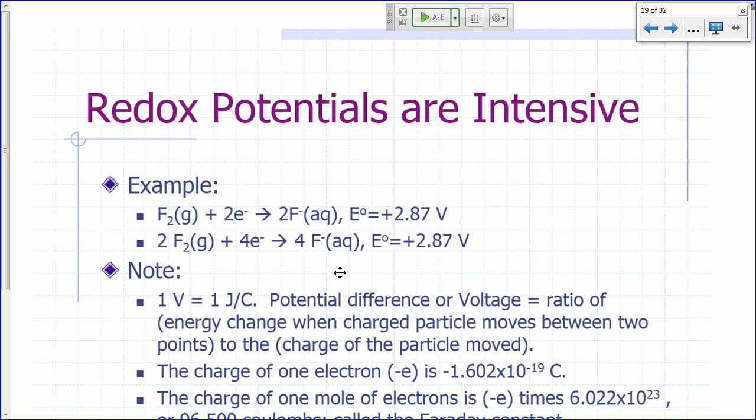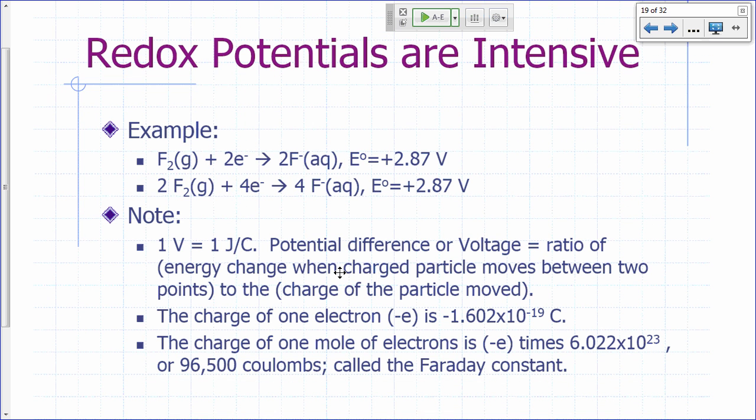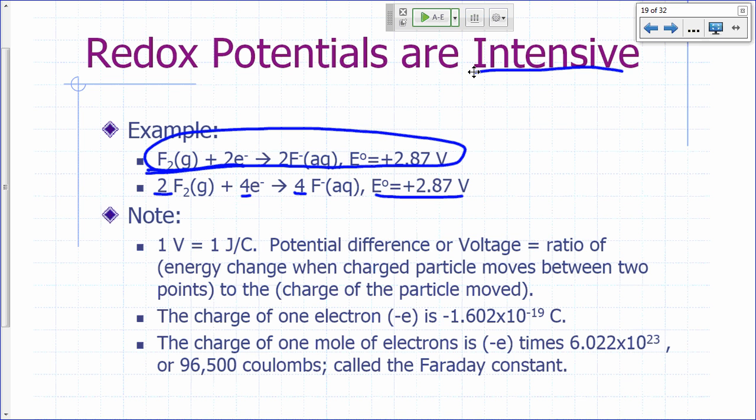All right. Now, one thing you have to realize is that redox potentials are intensive properties. That means even if you double your coefficients in your half balanced equation, this potential remains the same. So if I were to ask you what is the reduction potential for this half reaction where I doubled all the coefficients, it's the same thing. It's an intensive property.